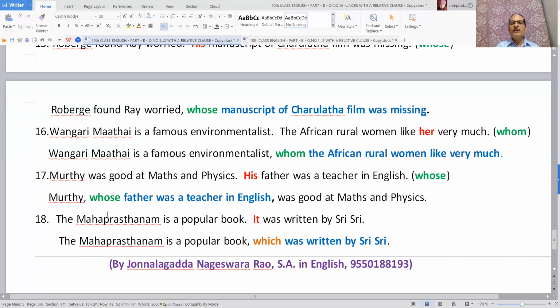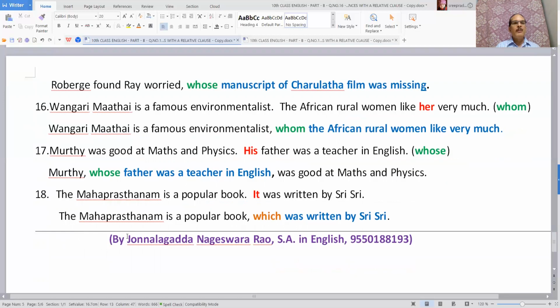Otherwise, Murthy was good at mathematics and physics. This itself sounds good. It doesn't depend on any relative clause actually. So Murthy, that's why we have to use a non-defining relative clause here. Murthy, comma, whose father was a teacher in English, comma, was good at maths and physics.